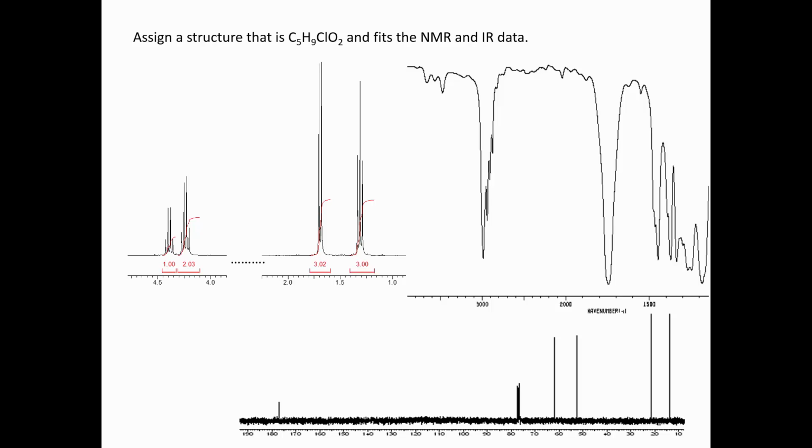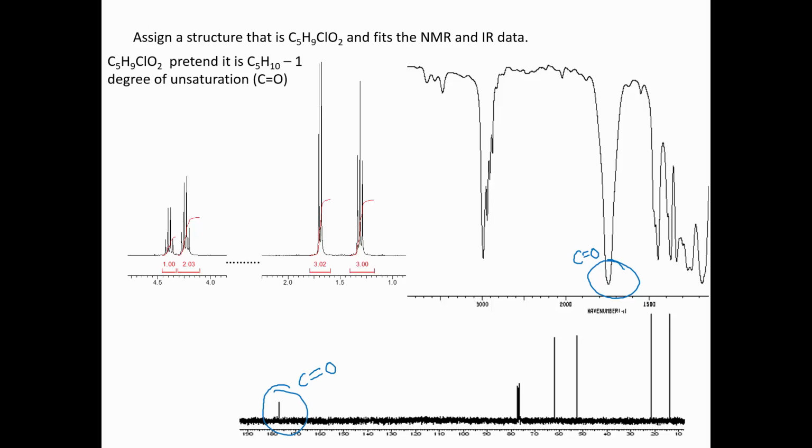What else can we say about this? Unsaturation. How much unsaturation is present? We're going to pretend that this is C5H10, and that's going to have 1 degree of unsaturation. Can we find that degree of unsaturation? Yes, we can. It's a C double bond O. There's good evidence there in the infrared, a C double bond O stretch. There's another indication of a C double bond O right there in the C13 NMR, that unique peak right there.